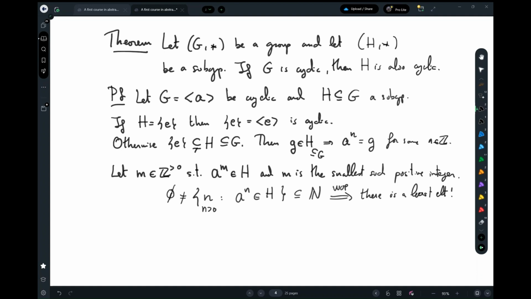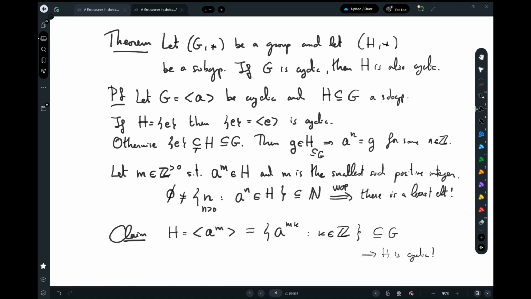Okay, so there is a minimum value of m such that a to the m is in H, and that m is the least such value. Great. So now my claim is going to be that actually H is generated by a to the m. Okay, so that H is in fact all these elements of G. So if that is the case, then H is cyclic. So in particular, this would say that H is cyclic.